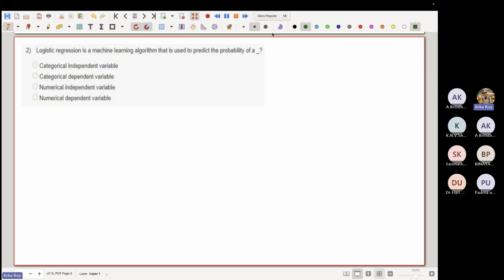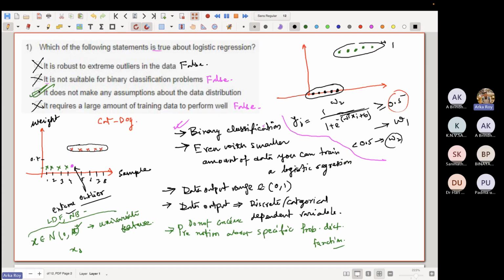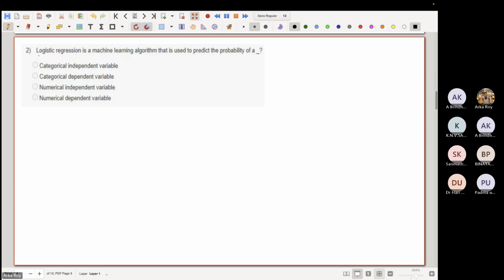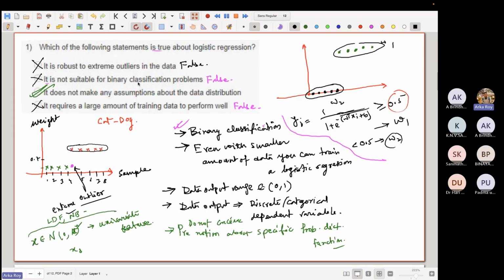So the next question. Now we'll be able to easily answer these questions, because we have already spent a numerous amount of time on this particular discussion, and several points are linked with the subsequent questions. So logistic regression is a machine learning algorithm used to predict the probability of a dash. As you can see, the logistic regression output value is limited in the range of 0 to 1. So obviously you are getting some sort of notion of probability there in the case of logistic regression.